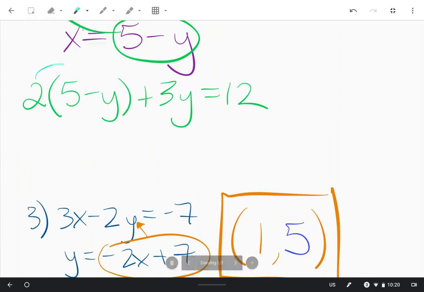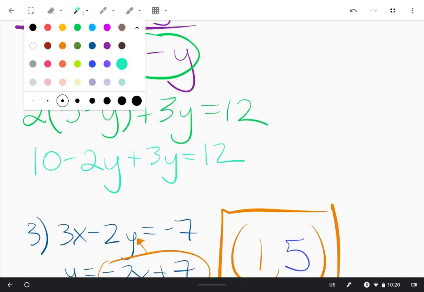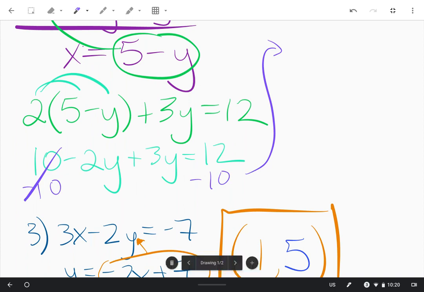So we're going to distribute this 2, and we're going to get 10 minus 2y plus 3y equals 12. We can do some moving around. I can subtract 10 from both sides. Let's go ahead and move that up here. That cancels out, leaving me with, we can just combine these. Negative 2y plus 3y makes 1y.